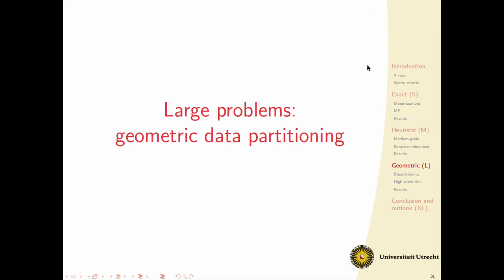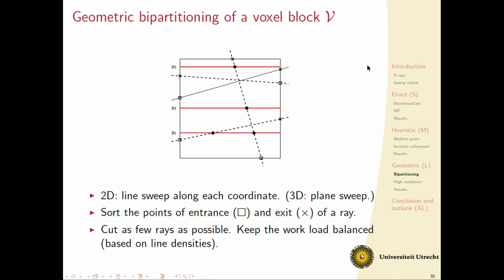Okay, so now if we go to larger problems, then we can use geometry to have an alternative way of dividing the voxel space. And the problem with high resolutions is that there are many, many voxels. So at some point, you may want to describe it differently.